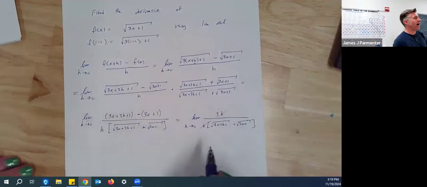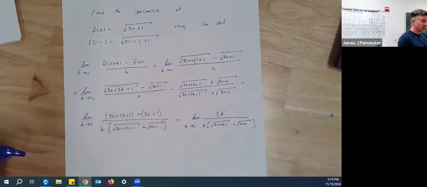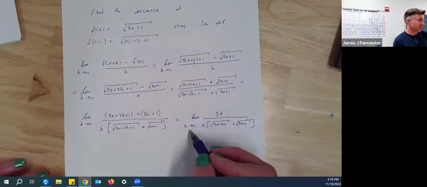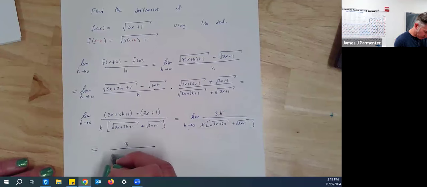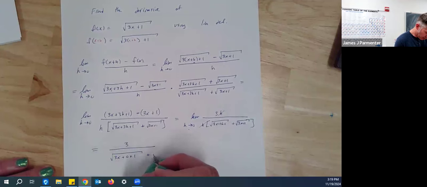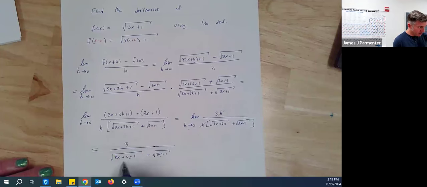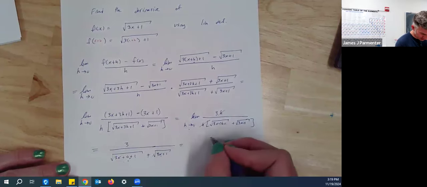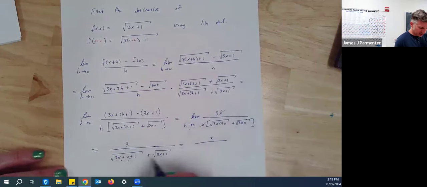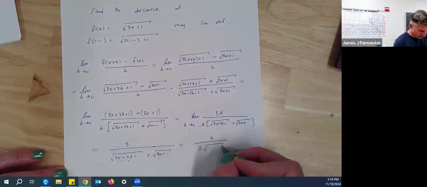And now I don't really write this next step, but I think you can skip it. Now that we cancel those, we can just plug in zeros for the rest of the h's and get 3 divided by the square root of 3x plus 0 plus 1 plus the square root of 3x plus 1. Those are the same, and although technically, since the instructions said not to simplify, you could leave it alone. Technically, we're done. But I would want to simplify this one. So the square root of 3x plus 1 plus the square root of 3x plus 1 is 2 times the square root of 3x plus 1.